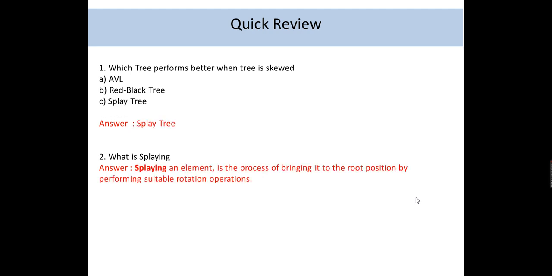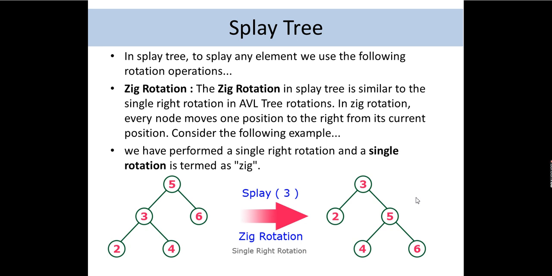So the splay tree performs better when the tree is skewed, and splaying is the process of bringing an element to the root position using suitable rotation operations. Now we'll see the splay operations on the splay tree. So these are a few rotation operations.